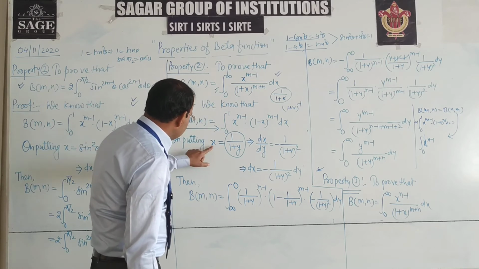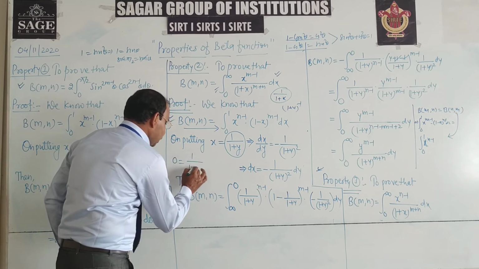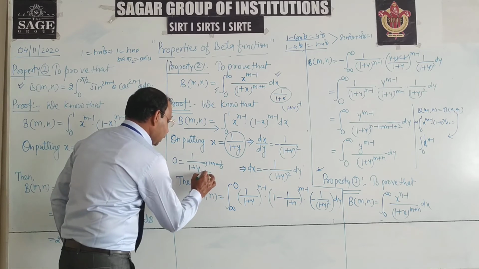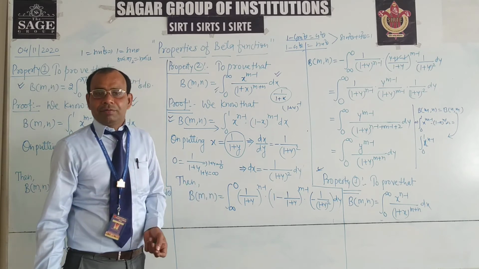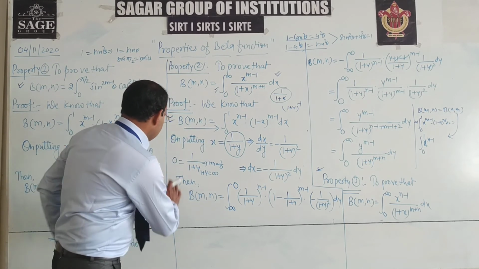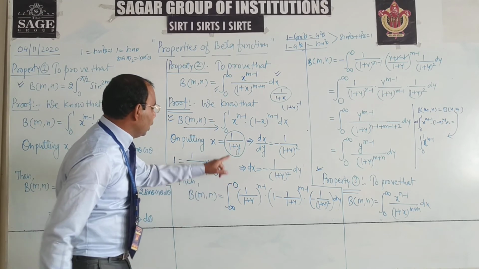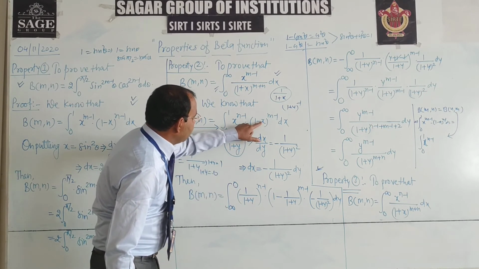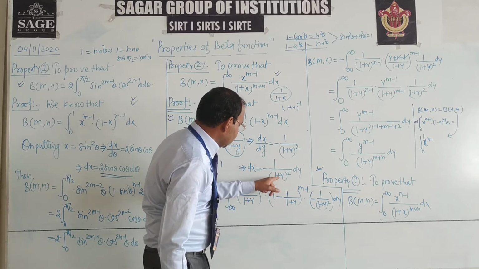For the limit 0 to 1, put 0 equal to 1 upon 1 plus y. So 0 is equal to 1 upon 1 plus y, that means 1 plus y equals 1 upon 0, so 1 plus y equals infinity. Infinity minus 1 or infinity plus 1 is infinity. So this is infinity, and substituting 1, this is 1, this is 0. And the value of x is 1 upon 1 plus y to the power n minus 1, 1 minus 1 upon 1 plus y to the power n minus 1, and dx is replaced by this.